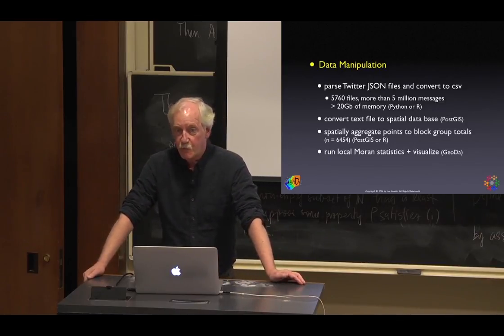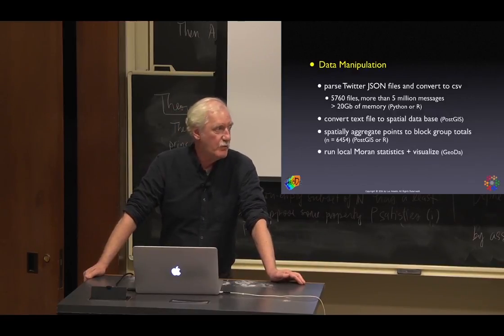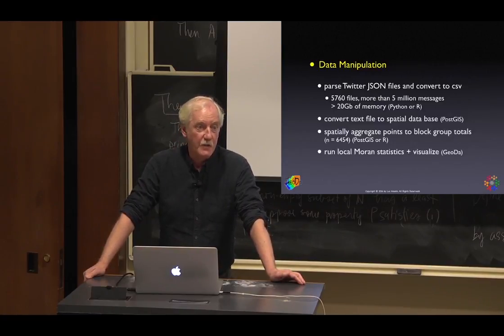So then we put this in a spatial database, so we can do all the different spatial queries, and in our case, we use PostGIS. We aggregated the points up to the areal units, in this case, block groups. This is something you're going to be doing in the lab. You can do this in R, or you can do it directly in the database in PostGIS, which is a spatially aware database, as opposed to Postgres as is, which is not spatially aware.